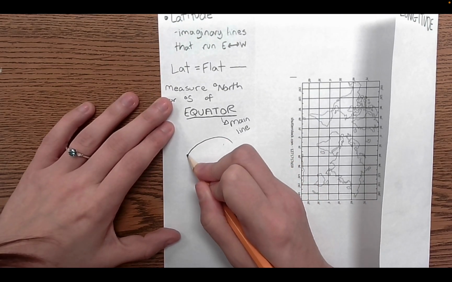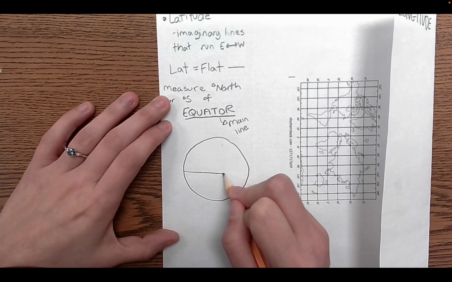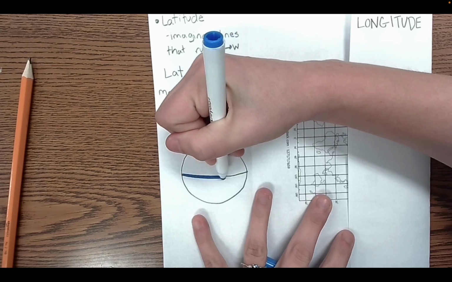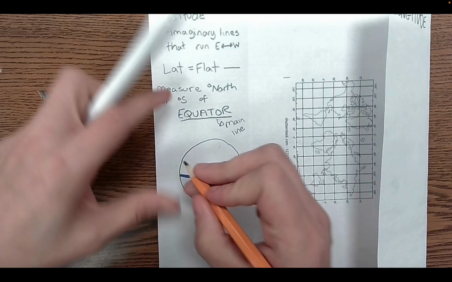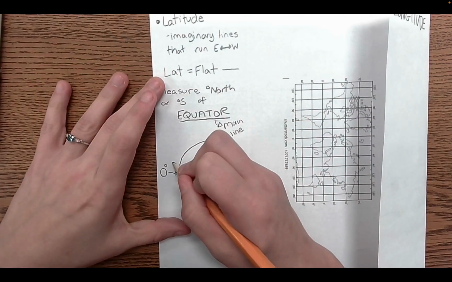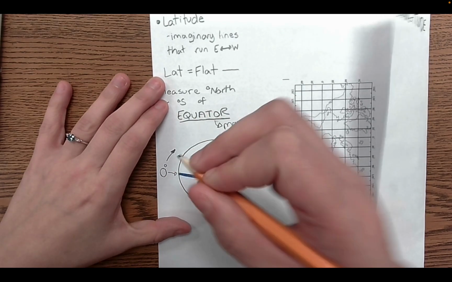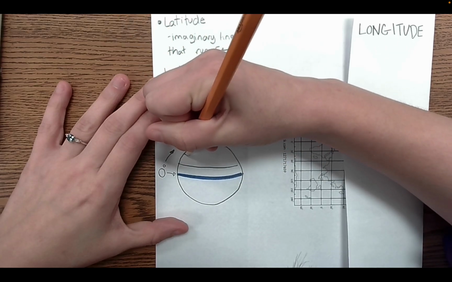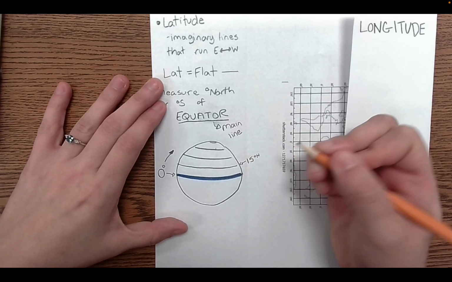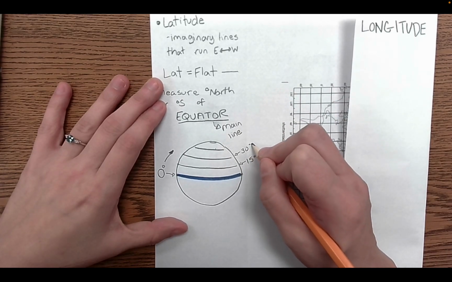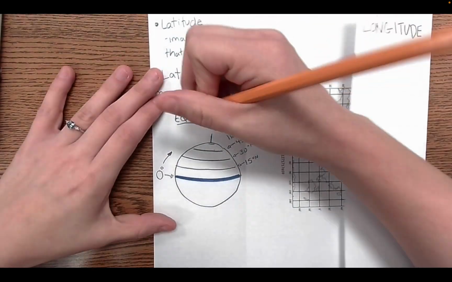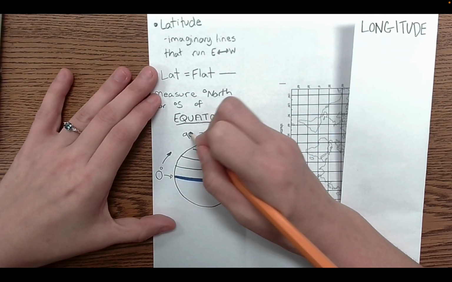So I'm going to redraw my circle here, but this time I'm going to highlight the equator. The equator is 0 degrees, so it doesn't have a direction. If you're above the equator, this way, this is north. So let's say this one, let's just estimate, would be 15 degrees north of the equator, 30 degrees north, 45, and so on and so forth. The very top, right up here at the poles, this is 90 degrees north.